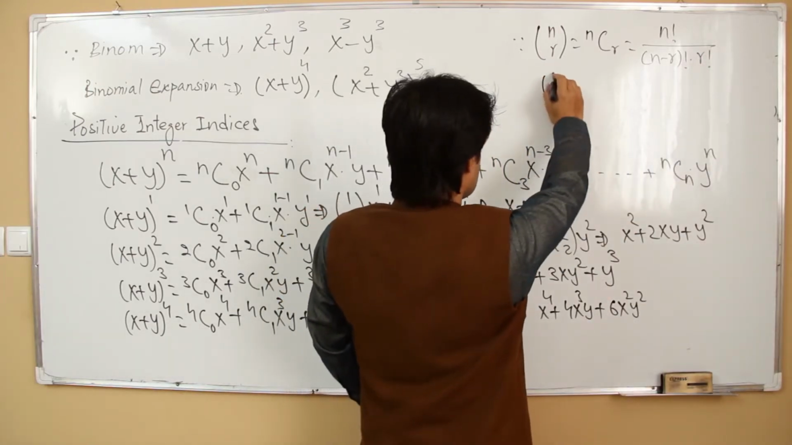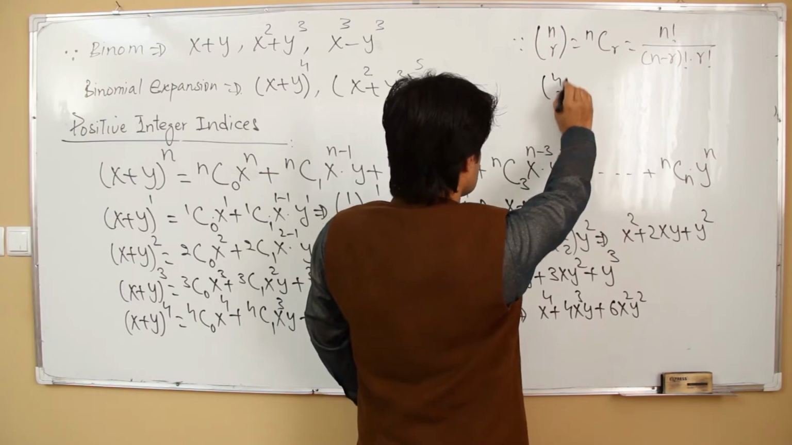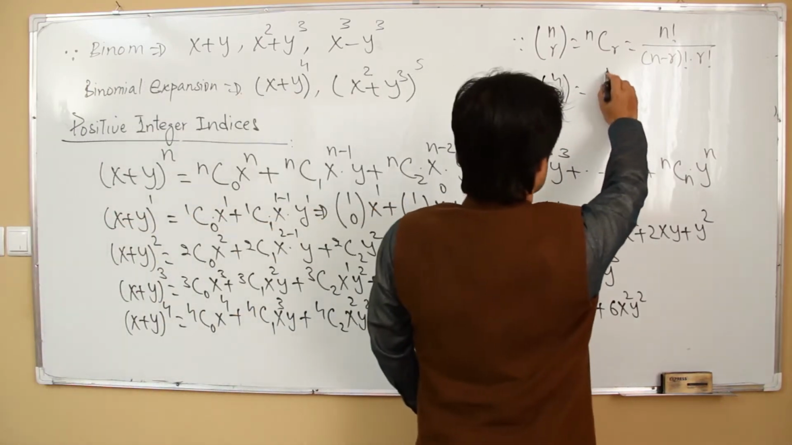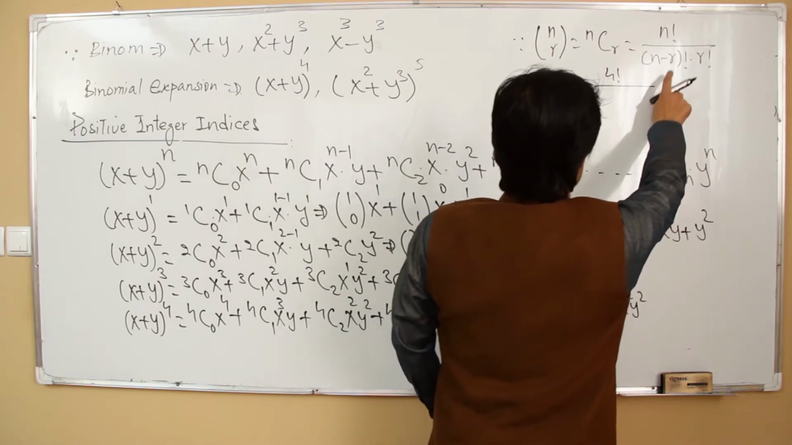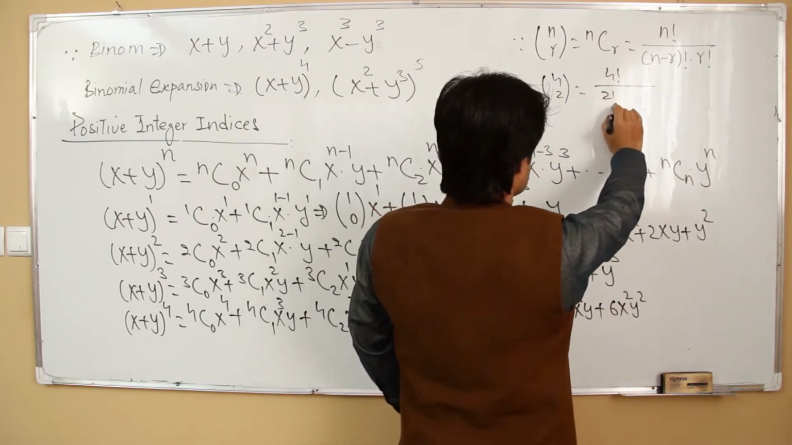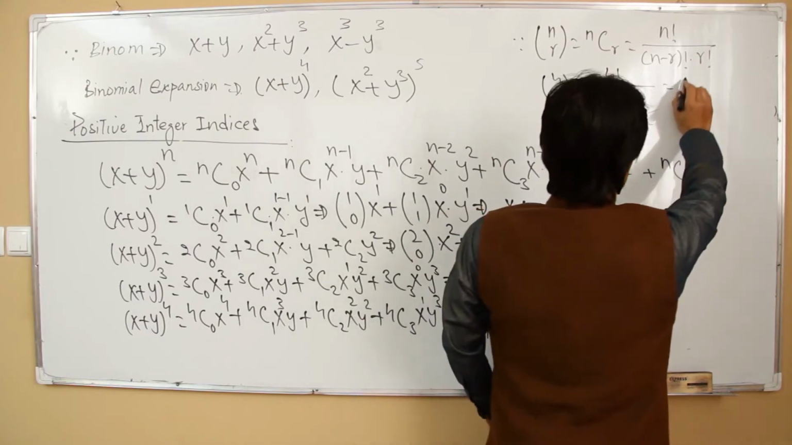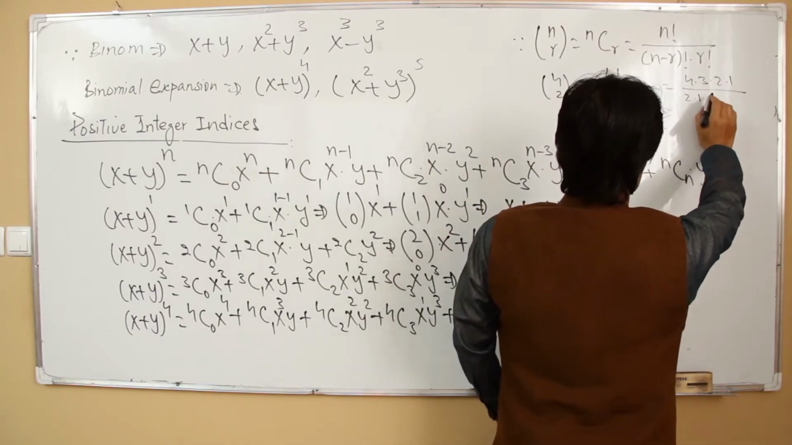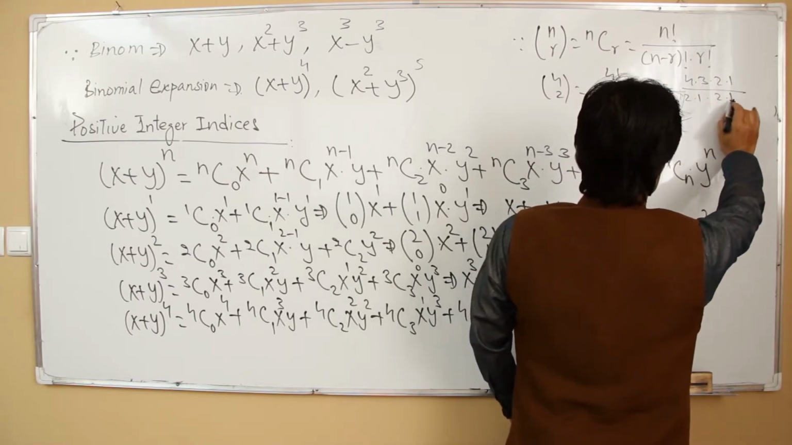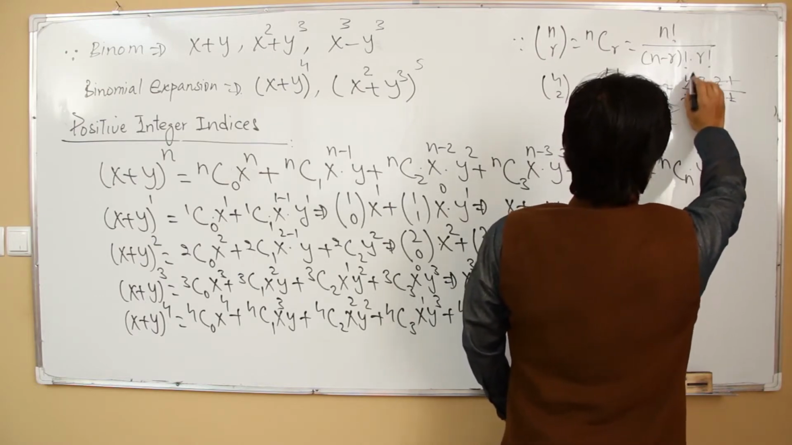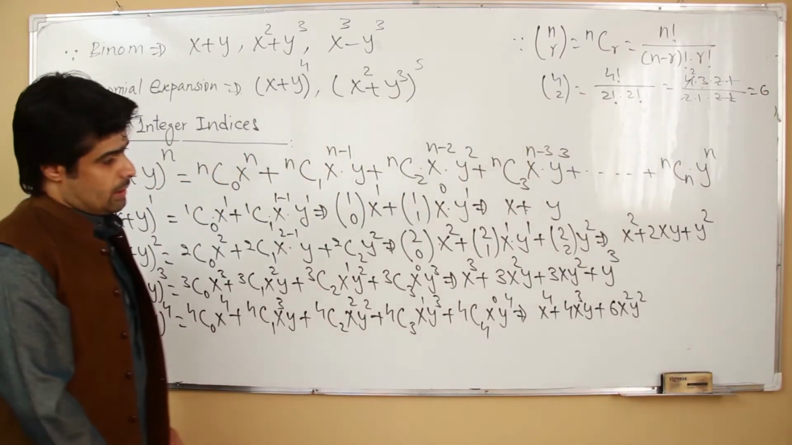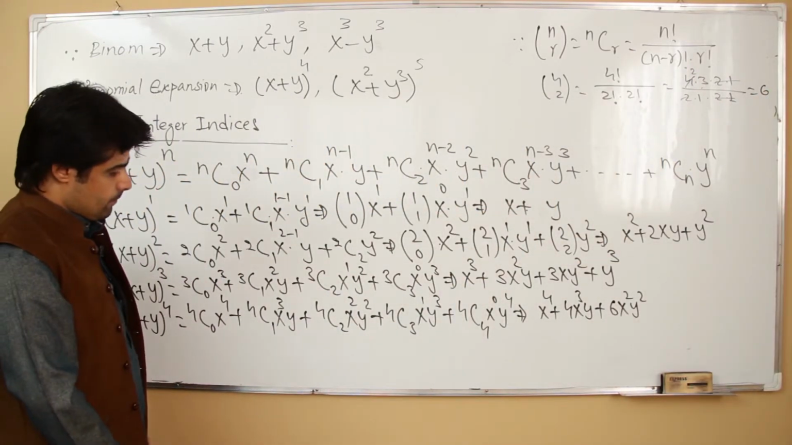For example, if we have 4C2, this is 4 factorial over (4 minus 2) factorial times 2 factorial. Now 4 factorial is 4, 3, 2, 1. 2 factorial is 2 times 1, and this 2 factorial is 2 times 1. This 2 with this 2, 2 times 3, it's 6. So 6 x squared y squared.